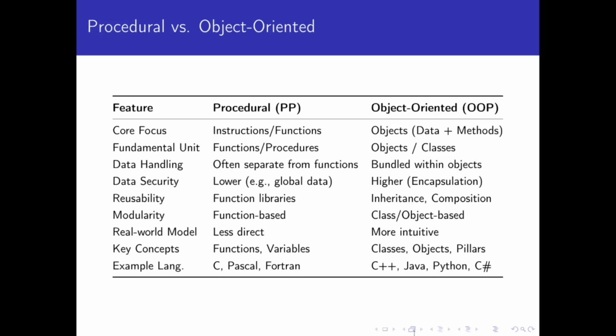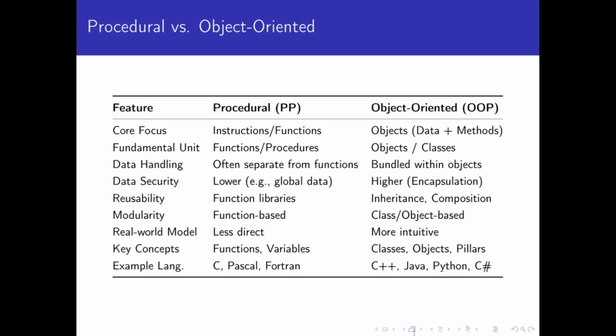Let's see some of the focuses. The focus of these two is instructions and functions. We know that software is made up of programs, programs are made up of instructions, and instructions are made up of commands. Let's see the distinction between the two. The fundamental unit in procedural programming is functions and procedures, but in object-oriented programming, we are seeing objects and classes.